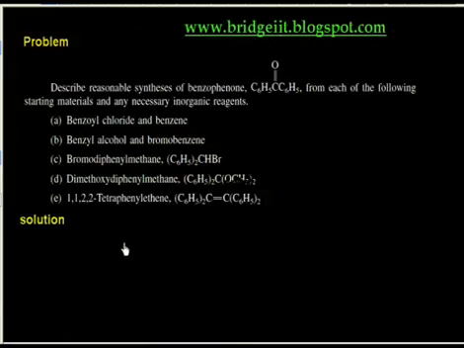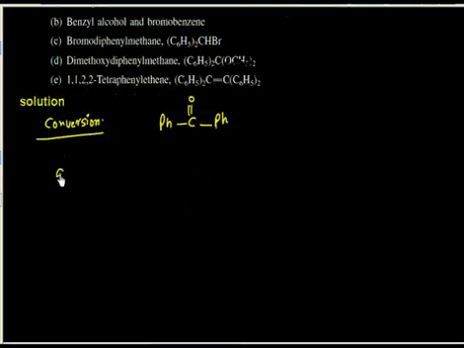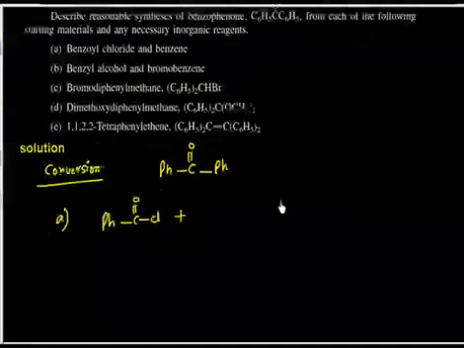Now this is a conversion. So this is an easy problem. Now see, you have to prepare benzophenone, PhCOPh. Finally you need benzophenone PhCOPh. First is benzoyl chloride and benzene. How will you prepare using benzoyl chloride, that is PhCOCl, and this side you have benzene.